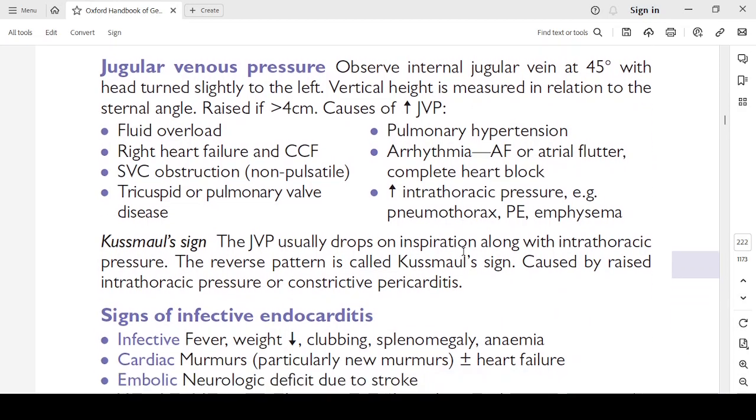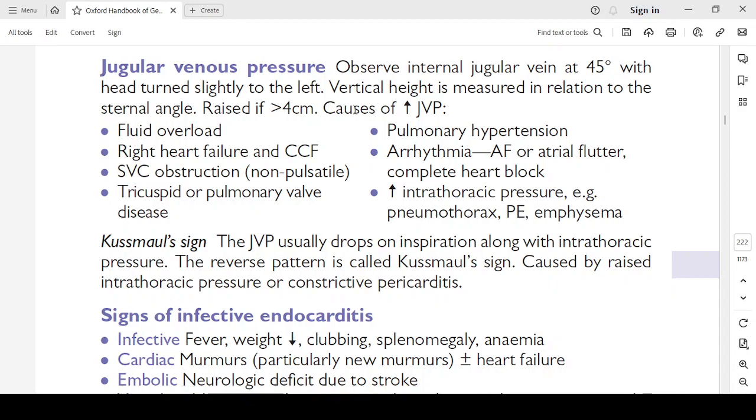Jugular venous pressure. Observe the internal jugular vein at 45 degrees with the head turned slightly to the left. Vertical height is measured in relation to the sternal angle. It is raised if it is more than 4 centimeters.